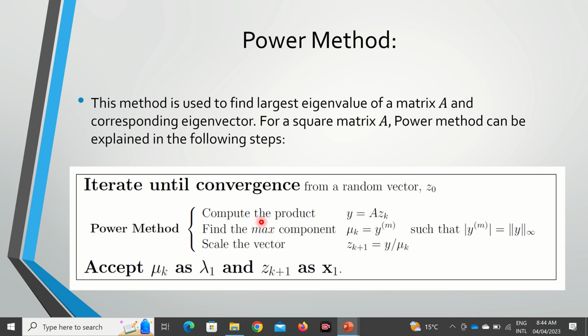You see, we are simply multiplying A with Zk. Your Zk will be obviously changing: Z1, Z2, Z3, and so on. And then we find Y. Then we take the infinity norm of that vector Y to get this value. And then at the end, you normalize the vector, you scale the vector to get the next eigenvector. Okay, that's the way to do it.